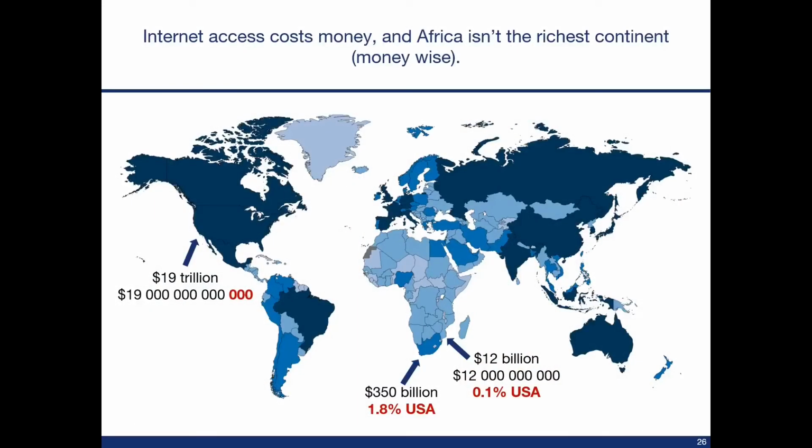Internet access costs money, and Africa isn't the richest continent, money-wise at least. If we look at the gross domestic product, or GDP, of the USA, it's about $19 trillion. South Africa's neighboring country, Mozambique, is a meager $12 billion, and South Africa is a decent $350 billion. That's only a little more than Apple's annual turnover. In percent, most African countries have a GDP on the order of less than 1% that of the USA.